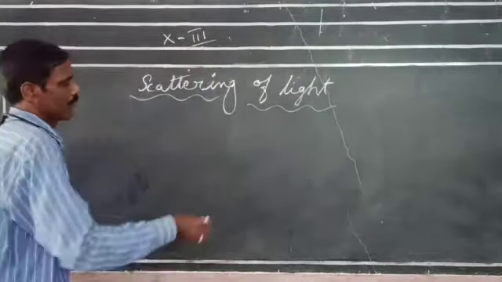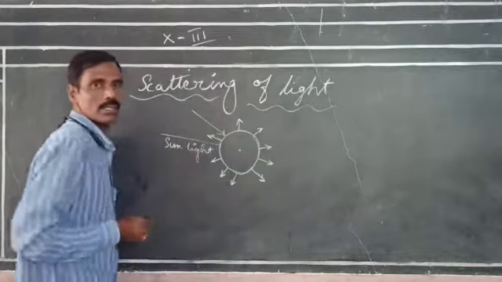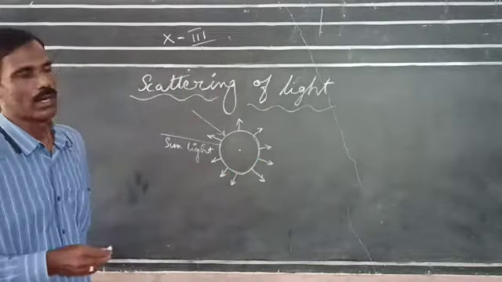the molecules of the atmosphere absorb the sunlight and after absorbing they will re-emit some part of energy into the atmosphere. This re-emittance of light energy is nothing but the scattering of light.